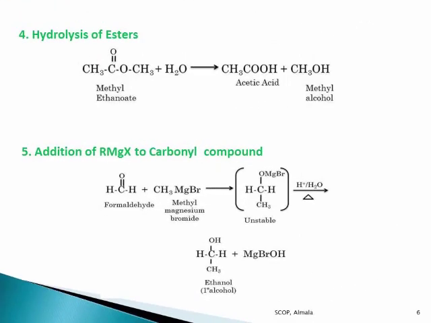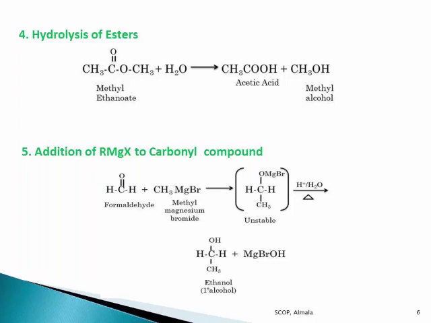Esters on alkaline or acidic hydrolysis give acid and alcohol. Addition of Grignard reagent to carbonyl compounds gives alcohol. When formaldehyde is treated with Grignard reagent, it gives primary alcohol. When acetaldehyde is treated with Grignard reagent, it gives secondary alcohol, and acetone with Grignard reagent gives tertiary alcohol.